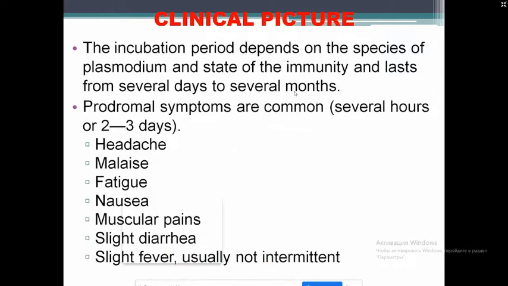Clinical picture. The incubation period depends on the species of Plasmodium and state of the immunity and lasts from several days to several months. Prodromal symptoms are common, lasting from several hours to 2-3 days, and include headache, malaise, fatigue, nausea, myalgia, slight diarrhea, and slight fever, usually not intermittent.